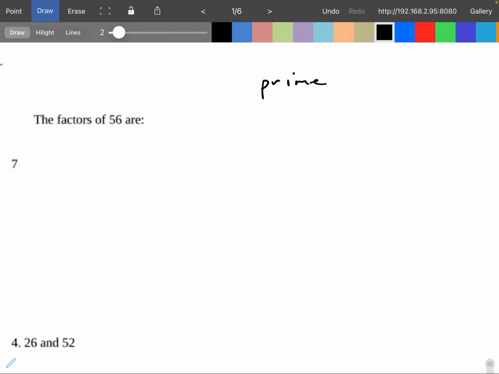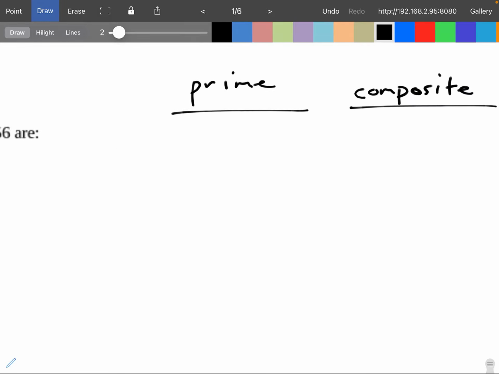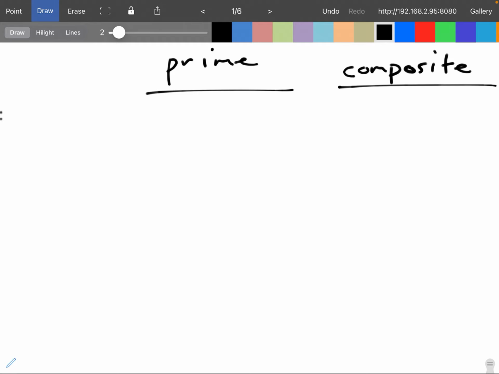What's a prime number? If it's not prime, it's called composite. Anybody got an example of a prime number for me? 19. Yeah, 19 would be a prime number. Oh, they're odd numbers, right? No, they're not necessarily odd. 2 is prime.